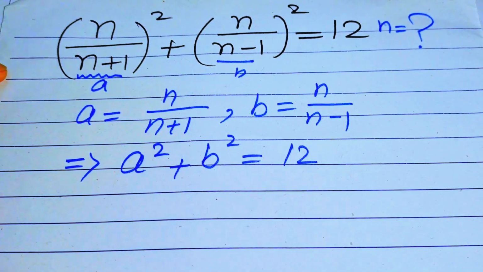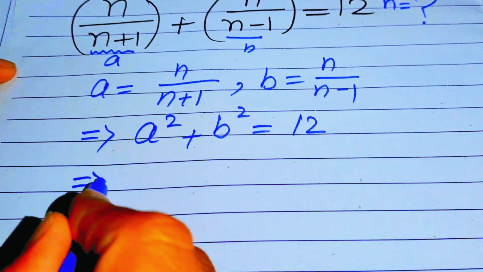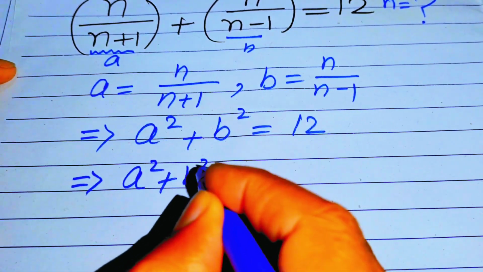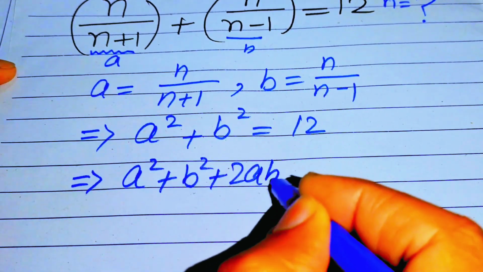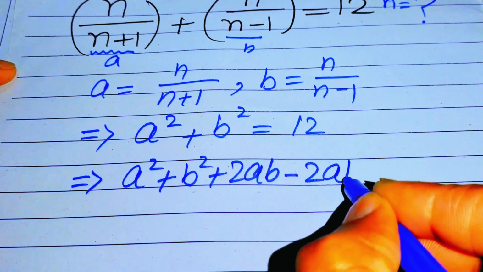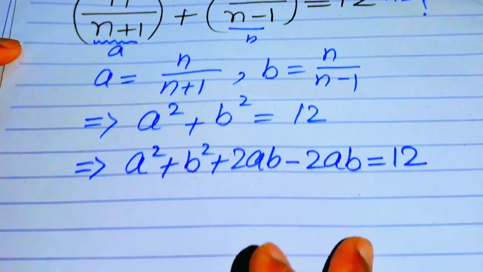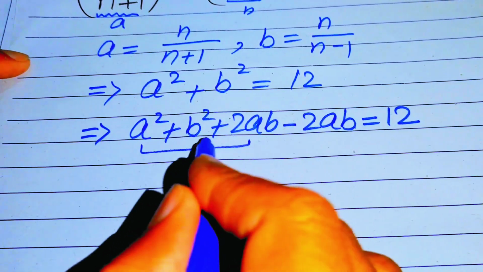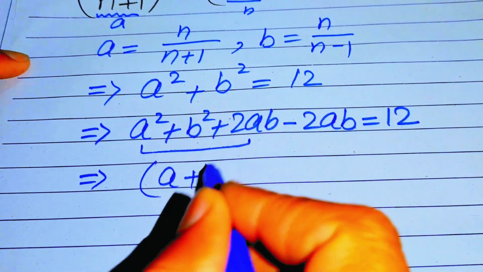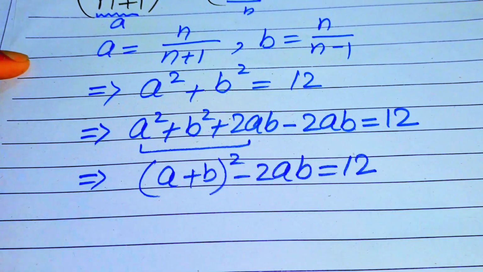And now we complete the square of this equation. In order to complete the square of the left hand side, we need the term plus 2 times ab. So we add and subtract 2 times ab here, and this whole equals 12. When you combine all these terms, it will be equal to (a plus b) whole square minus 2 times ab equals 12.